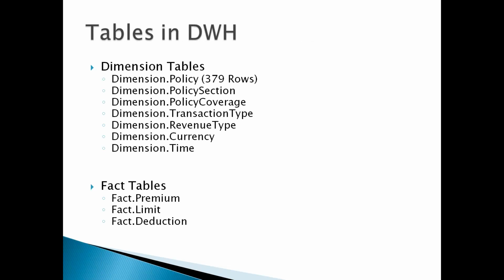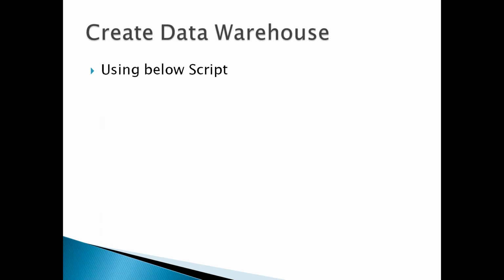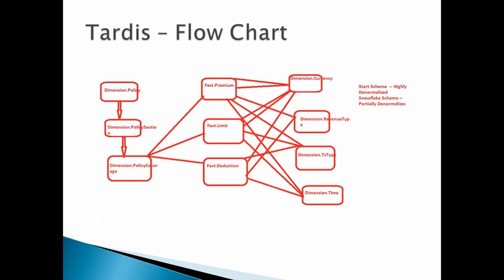So these are the tables that we're going to be using: policy, policy section, policy coverage, transaction type, revenue type, currency. These are the dimension tables. These are the fact tables. And these are the data warehousing X reference tables. These we are going to be using as part of ETLs. Clear? Now, what should we do to load the data to the dimension tables?